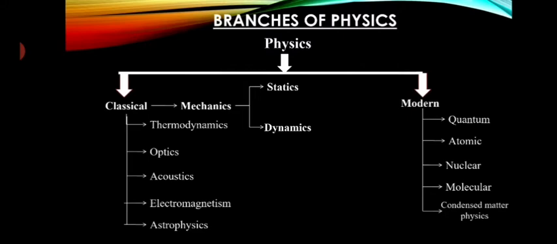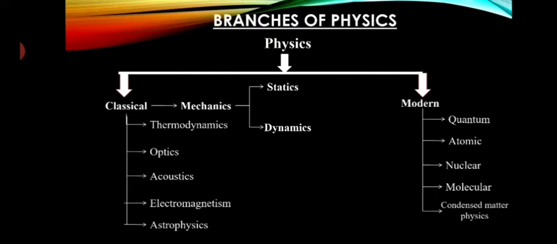Classical mechanics deals with the motion of objects. Statics tells us about objects at rest, whereas dynamics deals with objects in motion. Thermodynamics deals with the interaction of matter with heat. Optics we are going to consider in this chapter. Acoustics is the study of properties of sound. Electromagnetism deals with the study of electric and magnetic fields and their related phenomena. Astrophysics deals with astronomical objects or the star stuff.